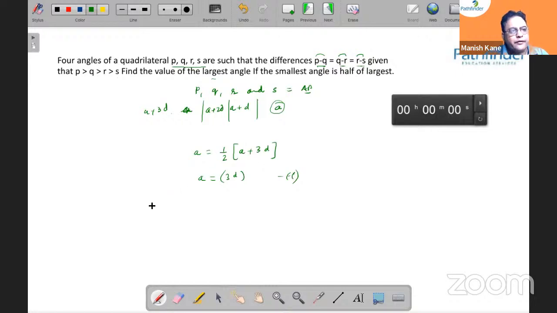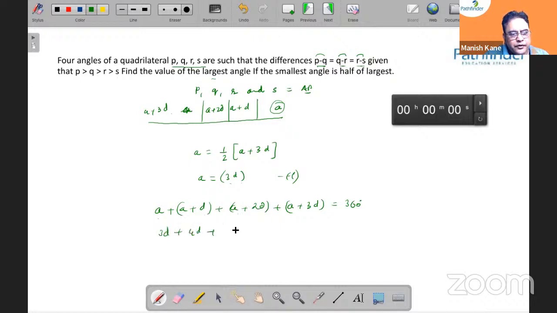And because it's a quadrilateral, we know that the sum of these four angles will be 360. So A plus A plus D, plus A plus 2D, plus A plus 3D must be equal to 360. And I can easily replace each of these A by 3D. So 3D, 3D plus D, 4D, 3D plus 2D, 5D, and 3D plus 3D, 6D is equal to 360 degrees. So 3, 4, 7, 5, 12, 6, 18D. So D is equal to 20 degrees.